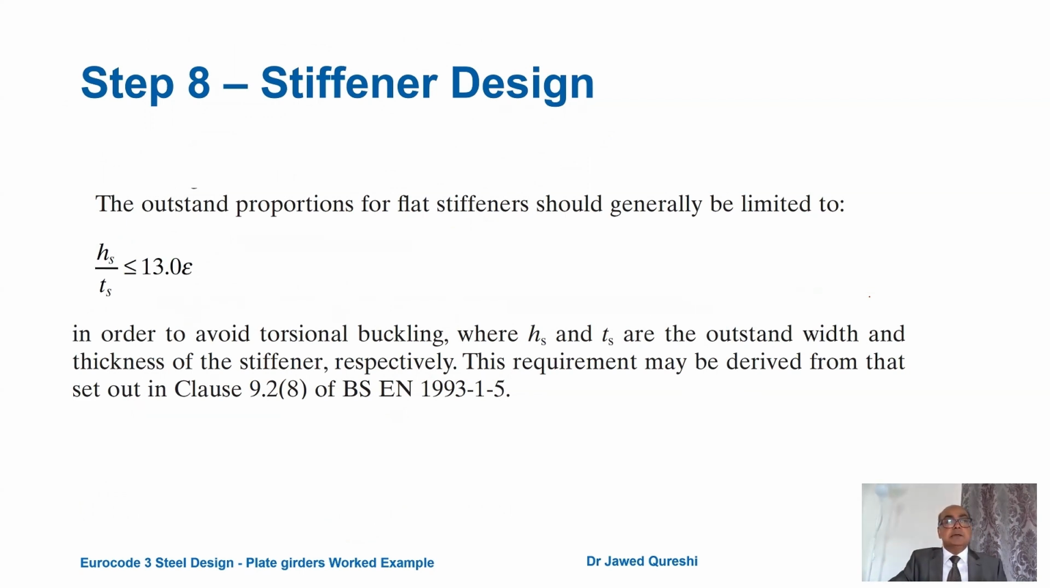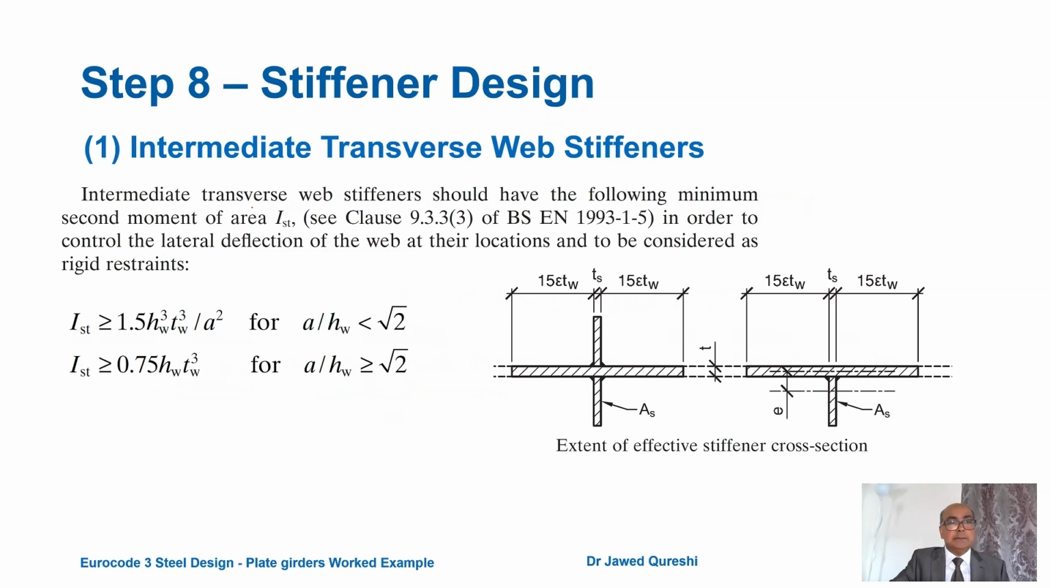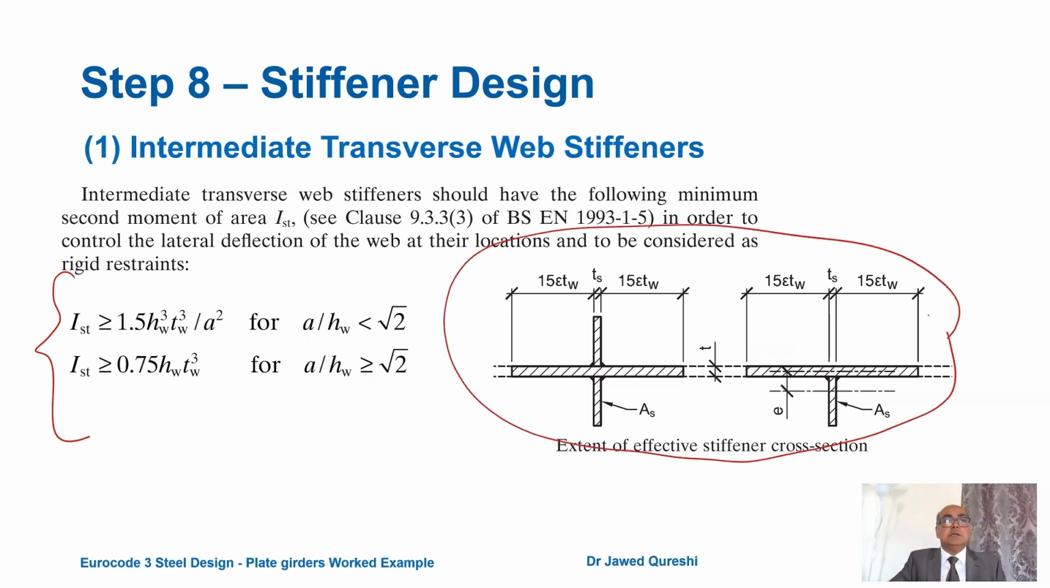In step 8, the first thing is to find out the width of the stiffener. So HS over TS, where HS is the outstand width, TS is the thickness of the stiffener. It should be less than or equal to 13 epsilon, which is slightly short of 14 epsilon, which is the limit for class 3. This is to avoid torsional buckling. And again, the second formula we'll be using is to find out the minimum IST, the second moment of area for these sections, and this is the effective cross section that we will find.